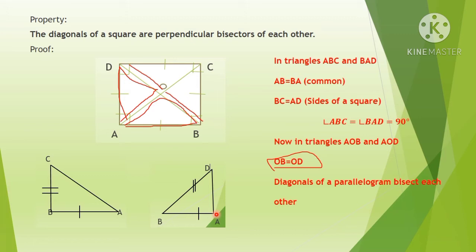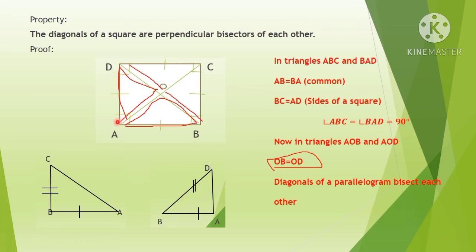Next, BC. Can you see here BC and AD? Can you check this in this square? Where is BC? Here, BC. And where is AD? AD. These are the sides of the square, right? So BC is equal to AD. So in this triangle we can say BC is equal to AD. In the bracket, sides of a square. We know that all sides of a square are equal in length.